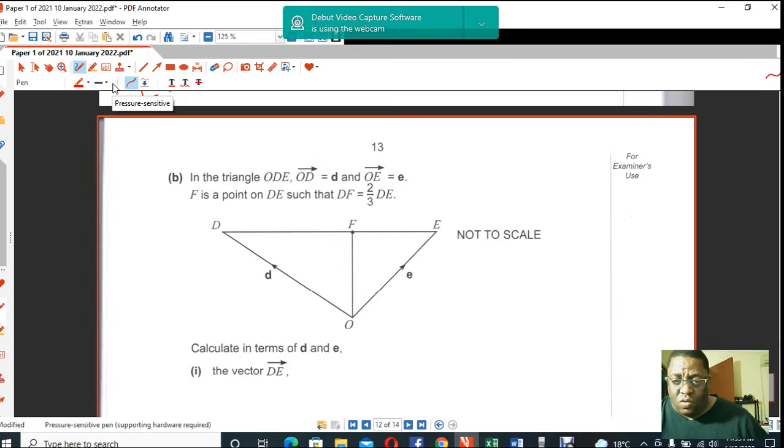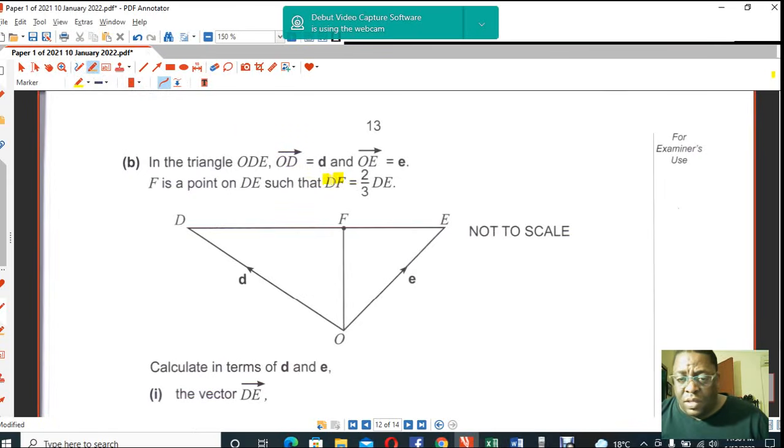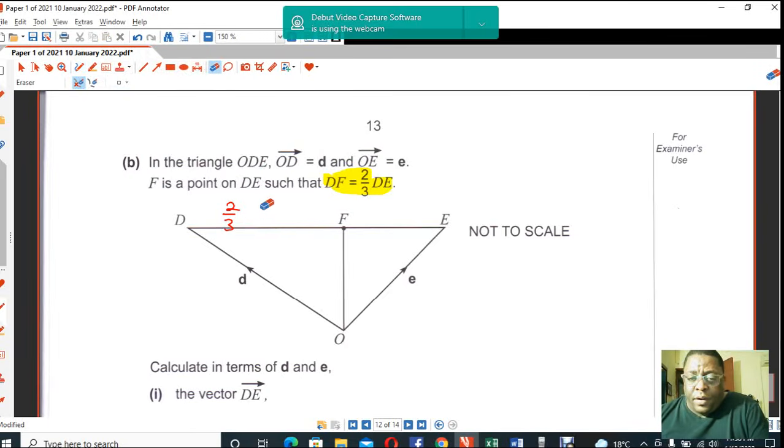And then what is most important for me is this little sentence here. It says that DF is 2/3 of DE. So if DF is 2/3 of DE, then if I take that 2/3 away, this side should be 1/3. So they want us to find DE.